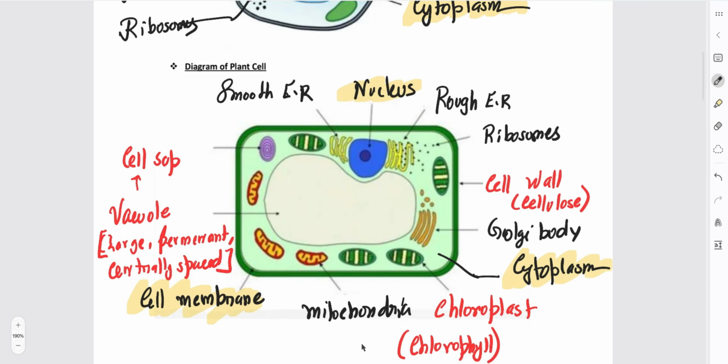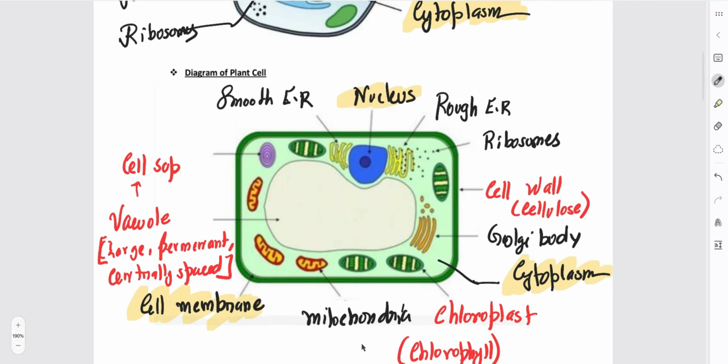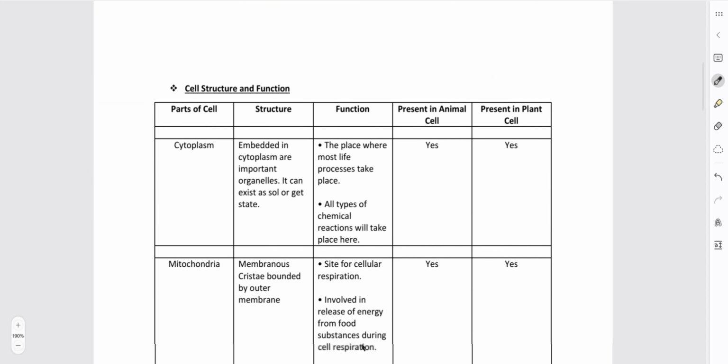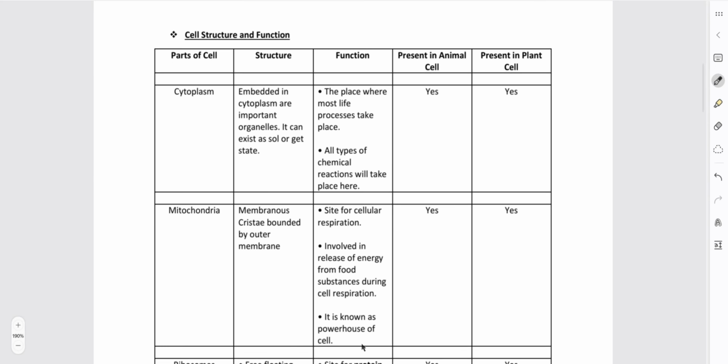Alright, so we already identified the organelles, we talked about the structure, and we also talked about the differences. Now all that is left is to understand the function of each organelle. Over here, we are going to give a brief about each organelle, but we are going to discuss the functions in detail during our lectures, okay?